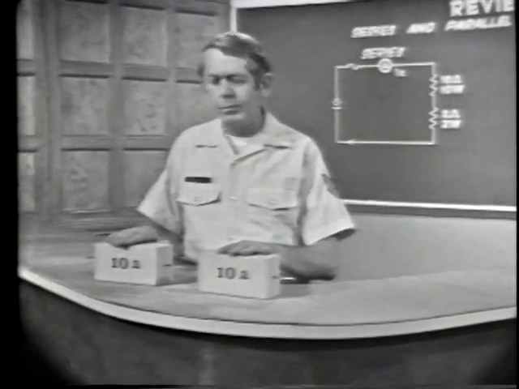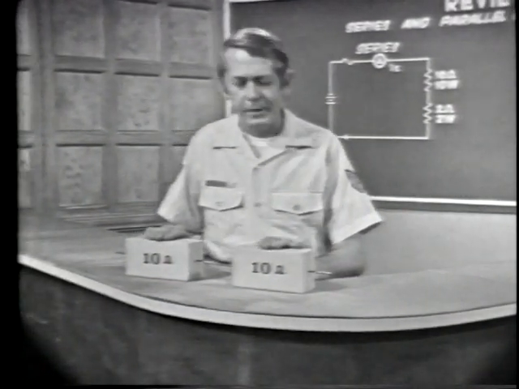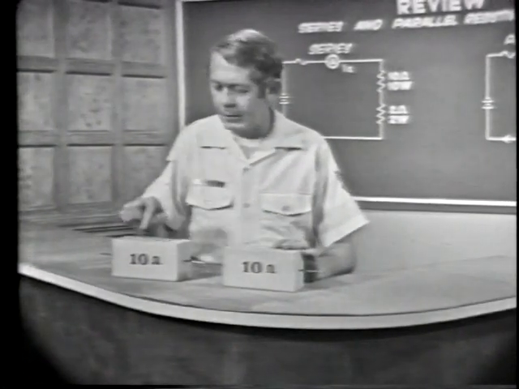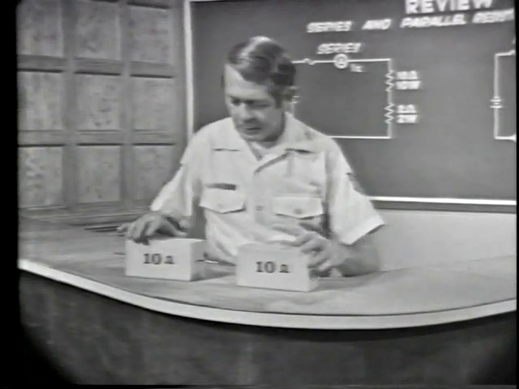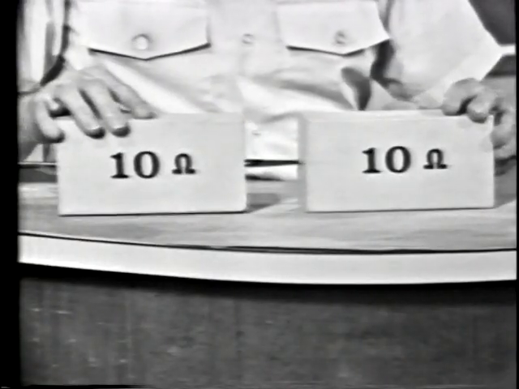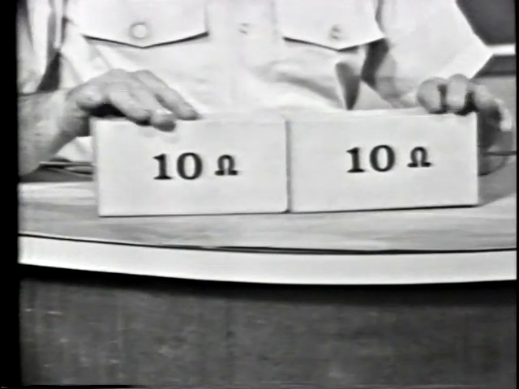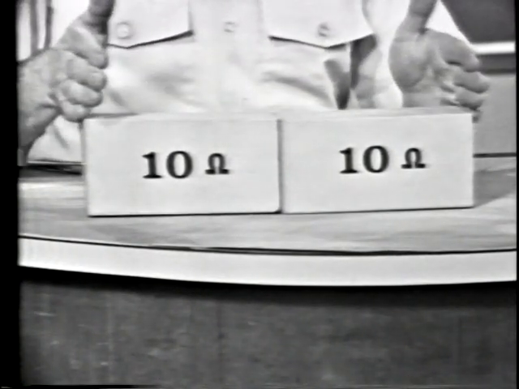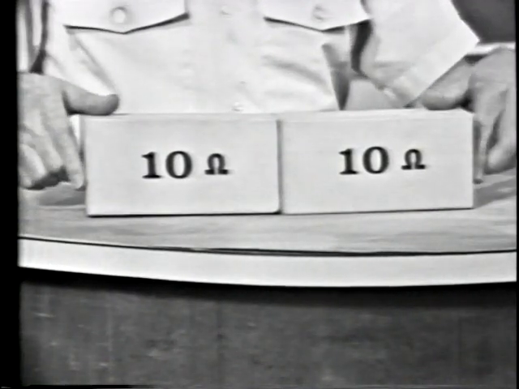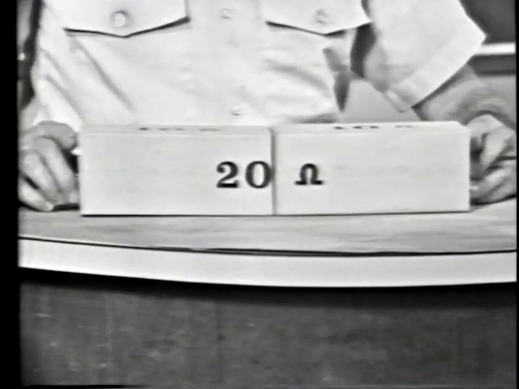Suppose that these two blocks are carbon resistors, each representing 10 ohms. Well, when we studied resistors, we learned that the resistance of a material is directly proportional to length. If we connect the resistors end to end, as we do in series circuits, we increase the length of the material and increase resistance to 20 ohms.